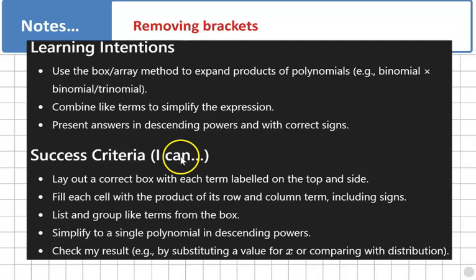Success criteria. I can lay out a correct box with each term labelled on the top and side. Fill each cell with the product of its row and column term, including signs. List and group like terms from the box. Simplify to a single polynomial in descending powers. Check my result, for example, by substituting a value of x or comparing with distribution.